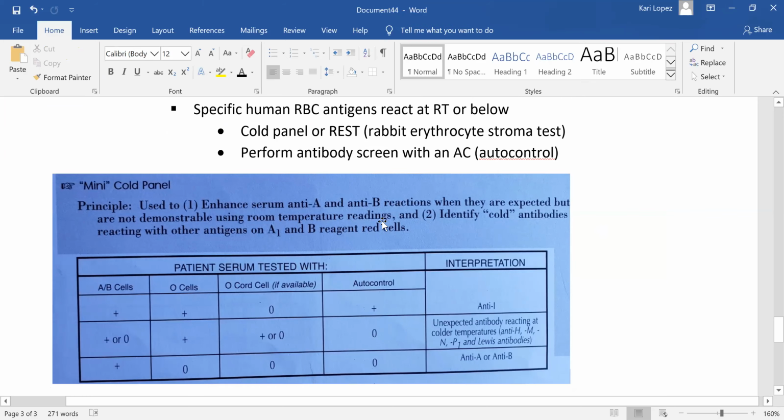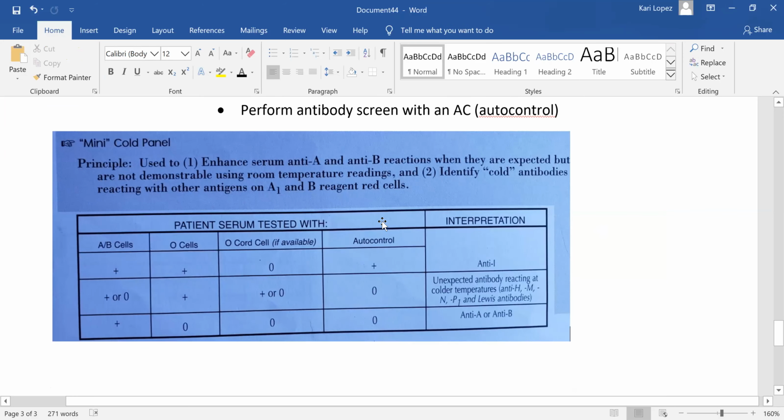Now this one's specifically a mini cold panel, or you can do a bigger one. It's used to enhance serum anti-A and anti-B reactions when they are expected but are not demonstrable using room temperature readings, and to identify the cold antibodies reacting with other antigens on A1 and B reagent red cells. So it's pretty much saying if it's not working the way it normally does at room temperature, this is your cold panel.